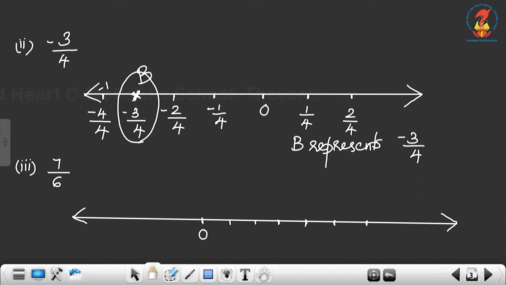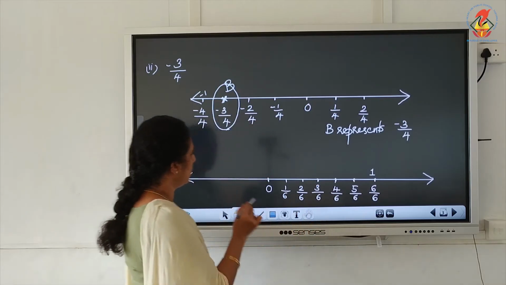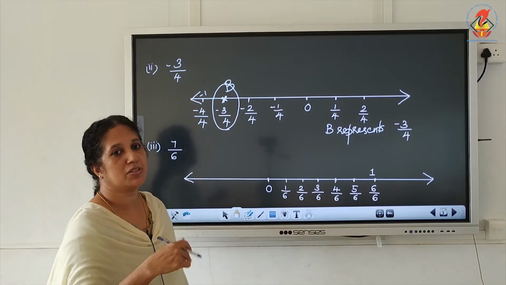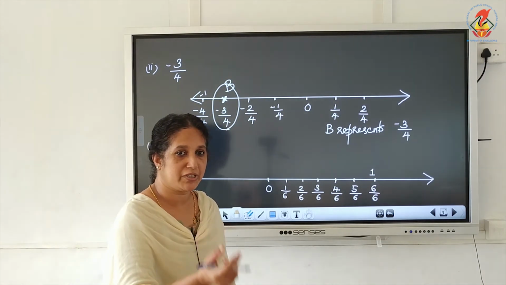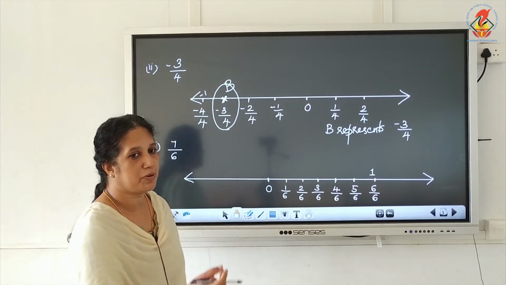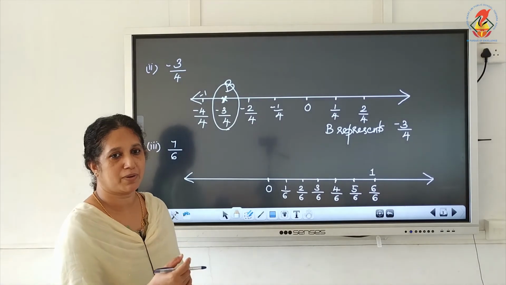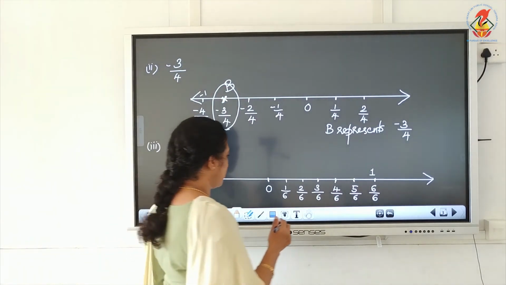Okay. Therefore, the first part will be 1 by 6, 2 by 6, 3 by 6, 4 by 6, 5 by 6, 6 by 6. 6 by 6 means it is a 1. But look at that, our rational number is 7 by 6. So what is the meaning of that? We have to continue the marking. So how many points again do you have to mark? You have to mark again 6 points.